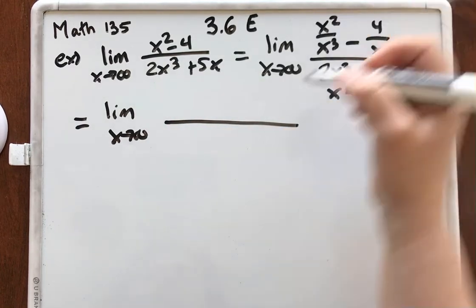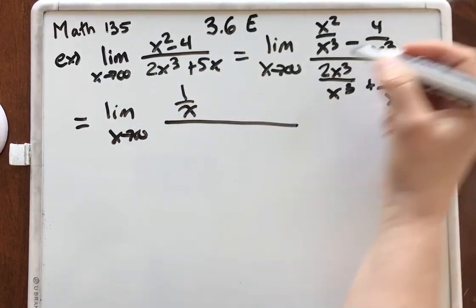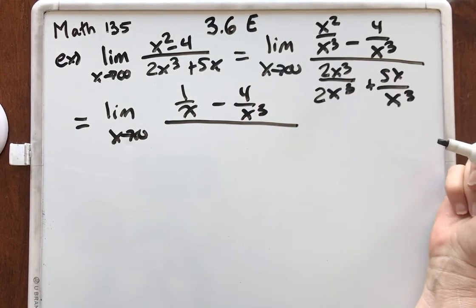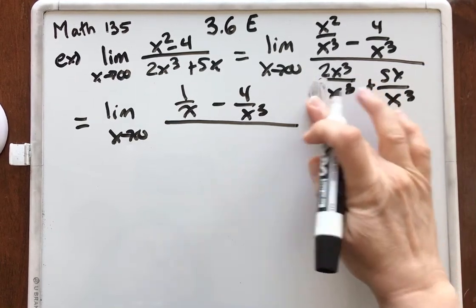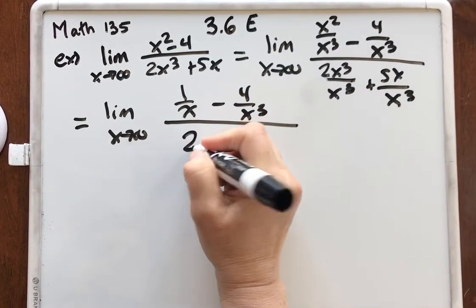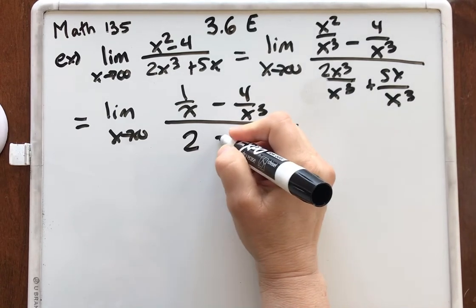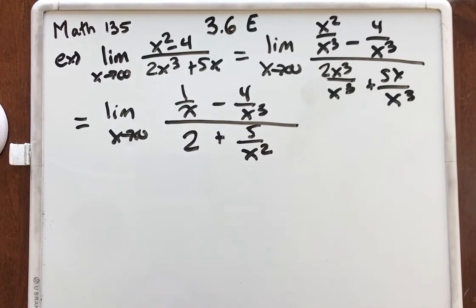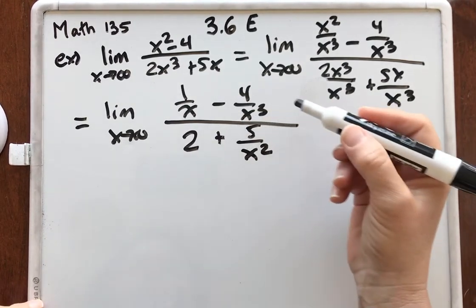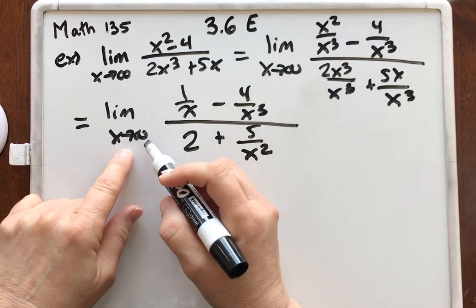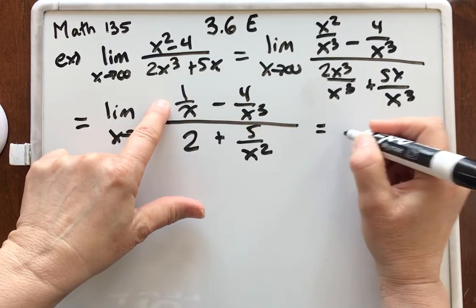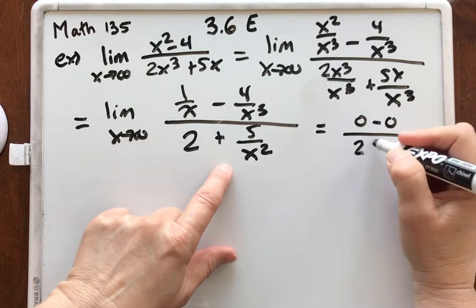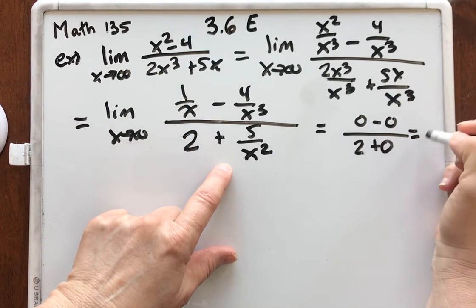X squared divided by x cubed is 1 over x. And we're just going to keep this. That's supposed to be a 2. Just an x cubed. That gives us 2. And here we have plus 5 over x squared. Okay, so if we take our limit as x approaches infinity, this becomes 0. This becomes 0. This is 2. And this becomes 0. 0 over 2 is just 0.